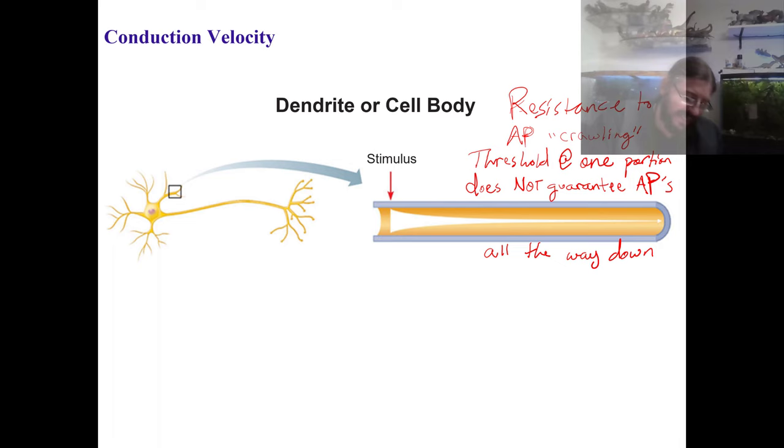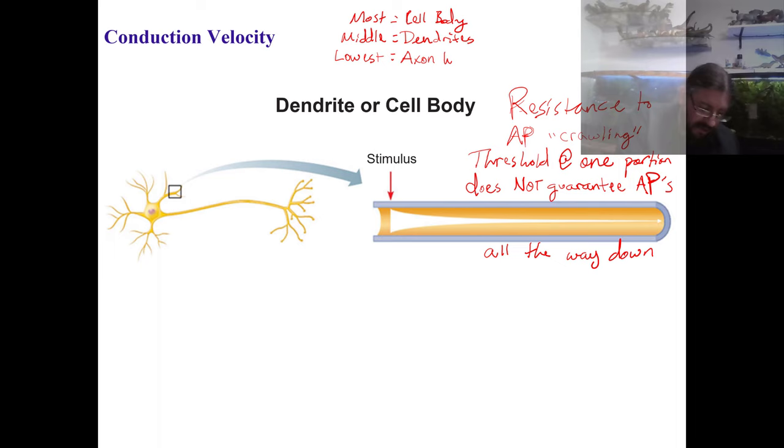So essentially, when you're looking at a dendrite or the cell body, looking at resistance, in order of resistance, the most resistant is the cell body. The middle resistant is the dendrites. And the lowest is the axon hillock and the axon. Like I said, once an action potential hits the axon hillock and the axon, you're pretty much guaranteed it's causing threshold all the way down.